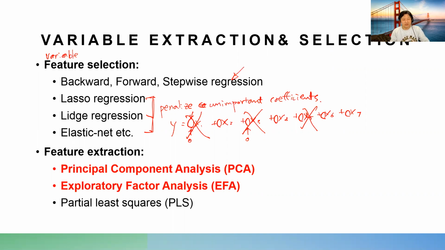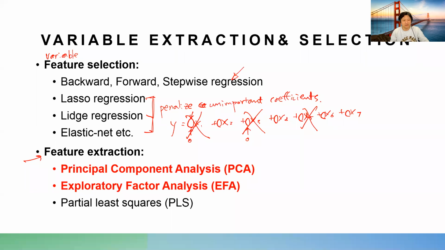And then feature extraction is principal component analysis. This is one of the most commonly used methods. And then exploratory factor analysis. If you already took a psychometrics class, you learned about exploratory factor analysis, right? So the EFA analysis is one type of feature extraction method.